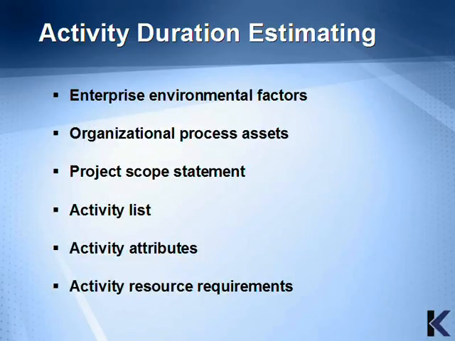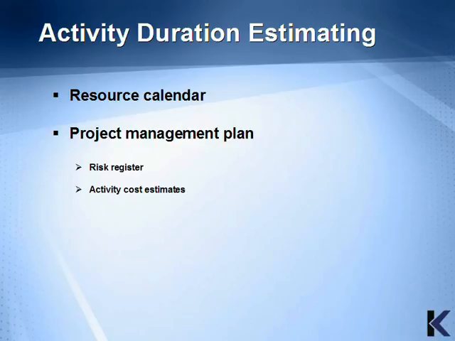The information needed to start this process would include enterprise environmental factors, organizational process assets, the project scope statement, the activity list, the activity attributes, the activity resource requirements, the resource calendar, and the project management plan. Within the project management plan, you want to focus on the risk register and the activity cost estimates.